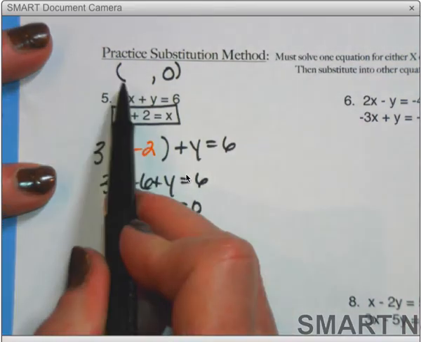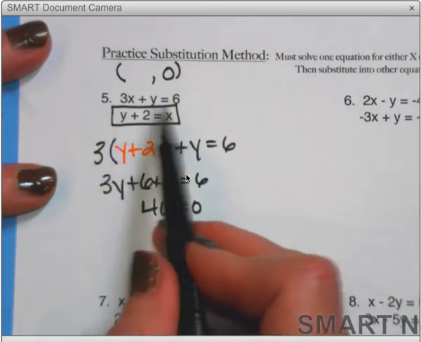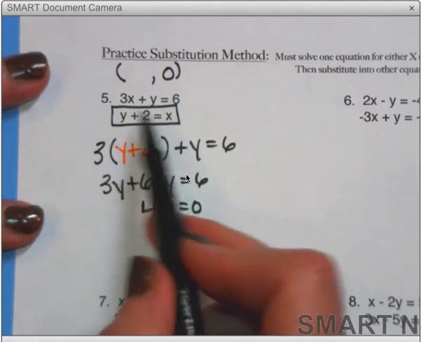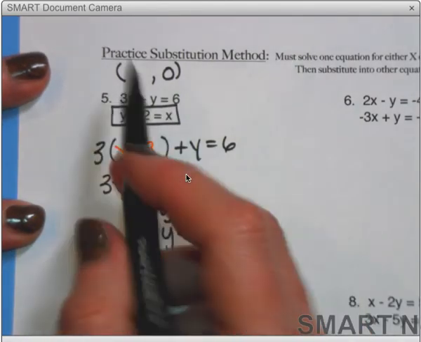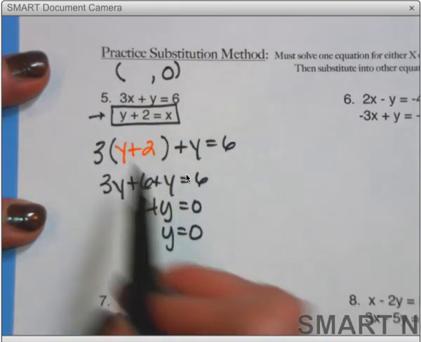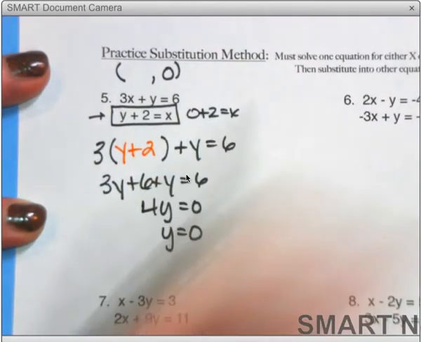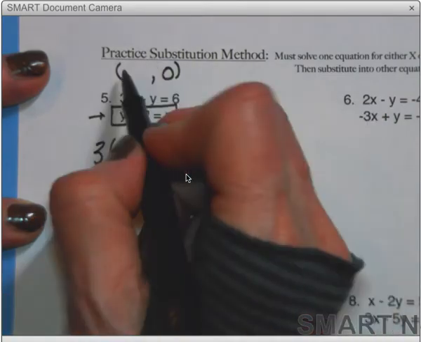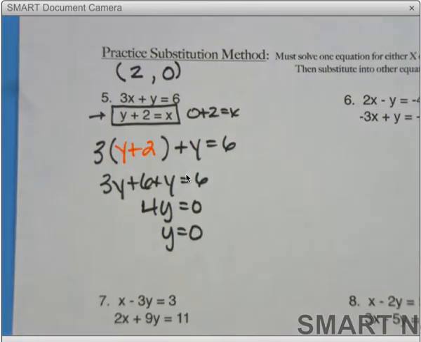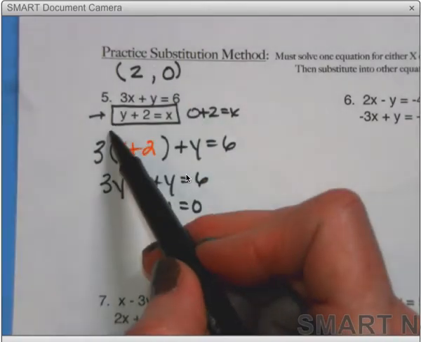I now need to find x. So I go back to either original equation. It doesn't matter which one I go back to. I'll use the second one. Easy enough. If y is 0 here, then it's easy to see that x is 2. So the solution to this system is the ordered pair 2, 0. And it will make both equations true.